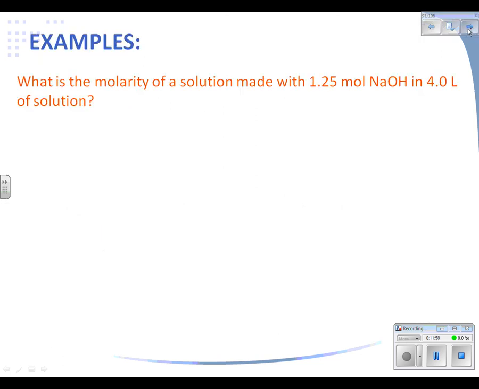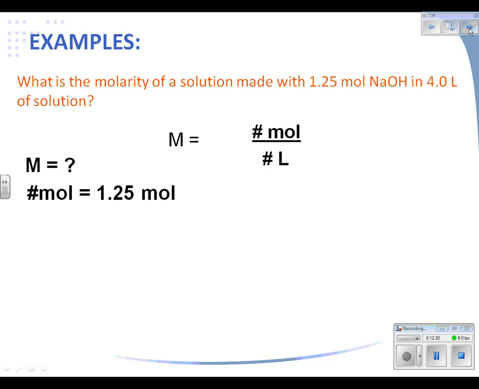So what is the molarity of a solution made with 1.25 moles of NaOH in 4 liters of solution? So molarity's formula is moles divided by liters. We're given our 1.25 moles, and we're given our 4 liters. So logistically, all we have to do on this problem is plug them in. Hopefully, like I said, you do have your calculators, and you have typed in 1.25 divided by 4.